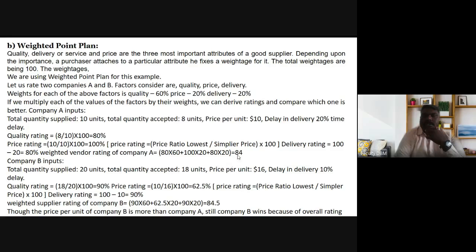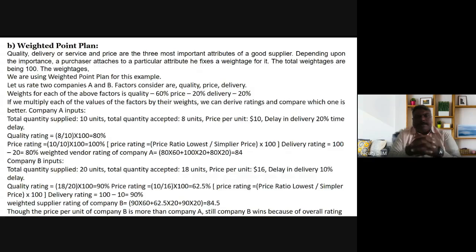You can see the difference, 84 and 84.5. Though the price per unit of company B is more than company A, company B still wins because its overall rating is higher. So in this way, the weighted point plan works. Try to revisit this slide and understand this.